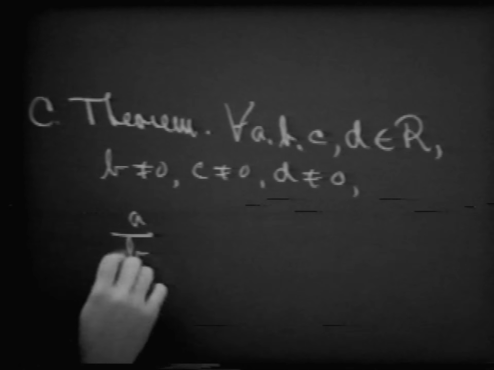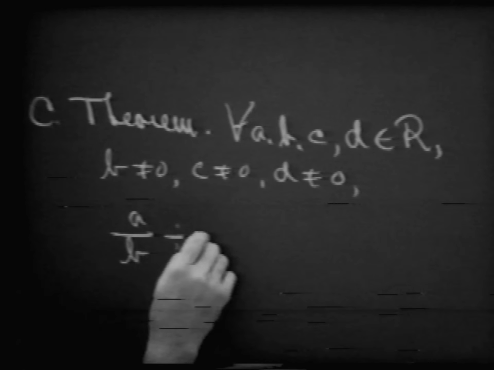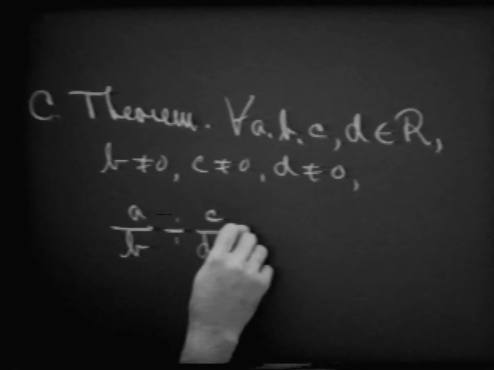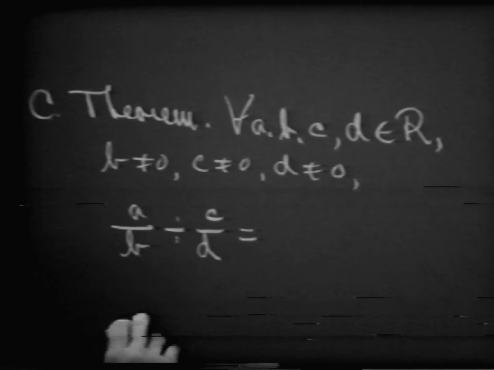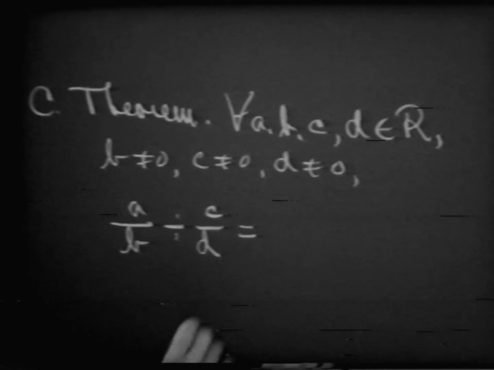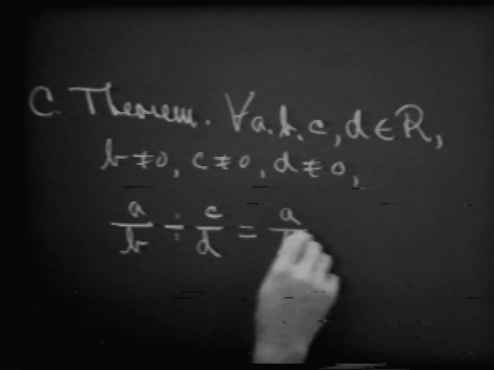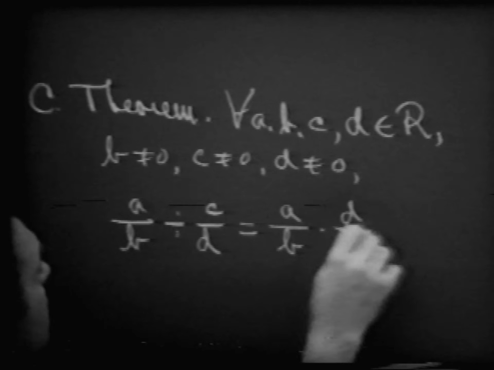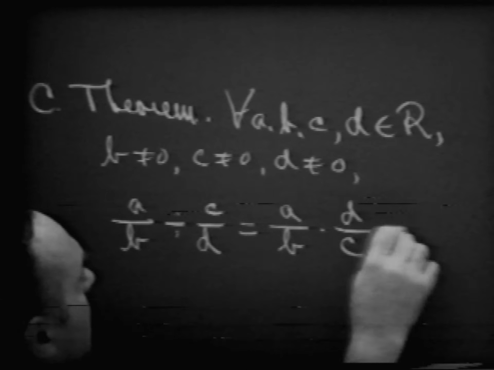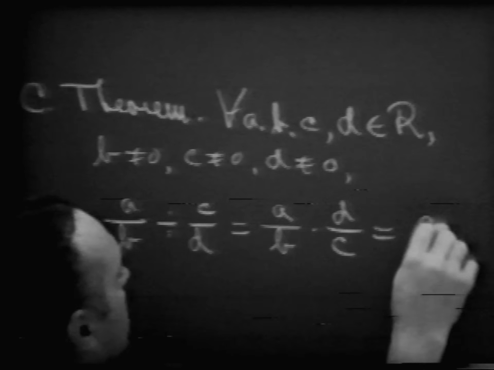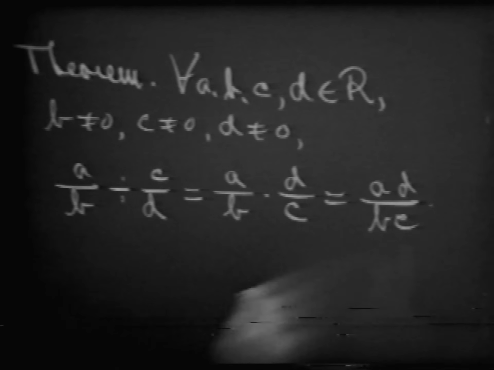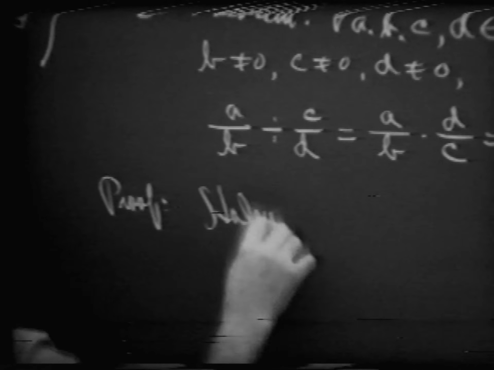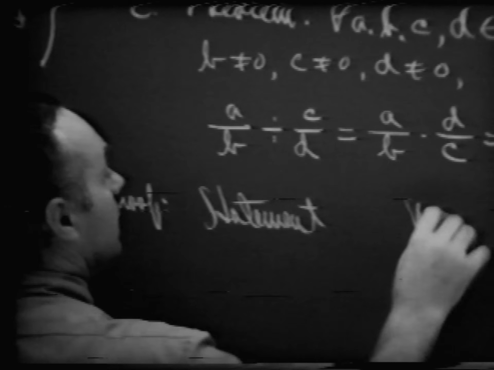A over B divided by C over D, you would like to say is equal to, and this comes from some of our earlier work in arithmetic, Tim, A over B times D over C. And in fact, relying on one of our theorems that we have already proven, this is AD over BC. Is that right? And let's run through the proof of this. I think it's quite straightforward, but certainly important enough for us to do it.